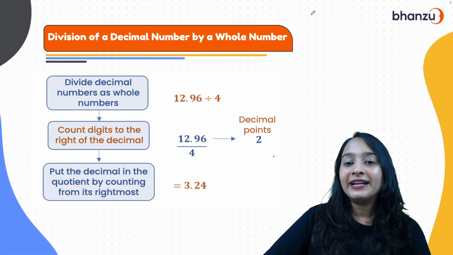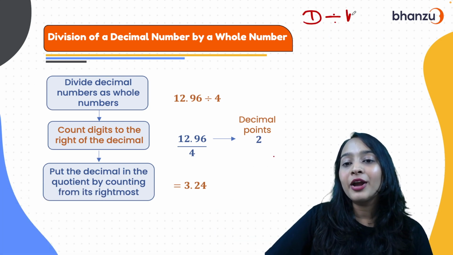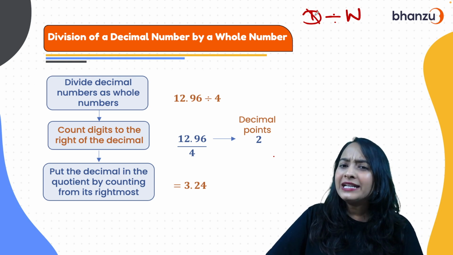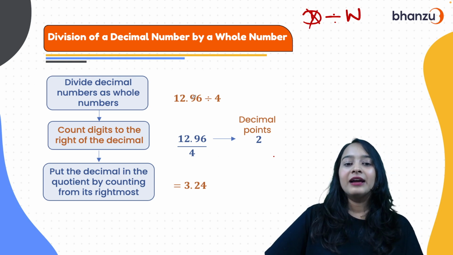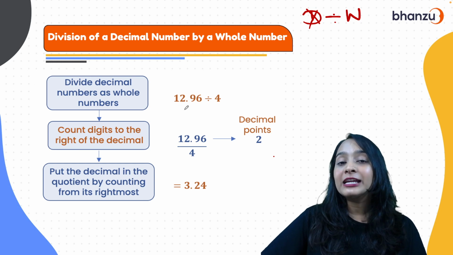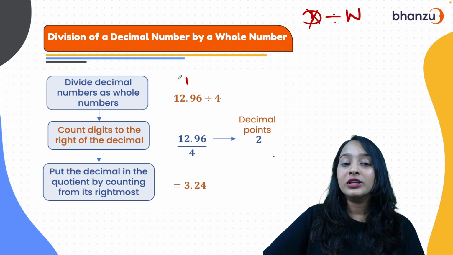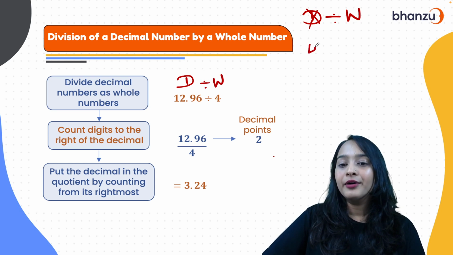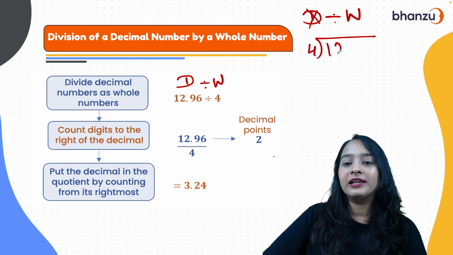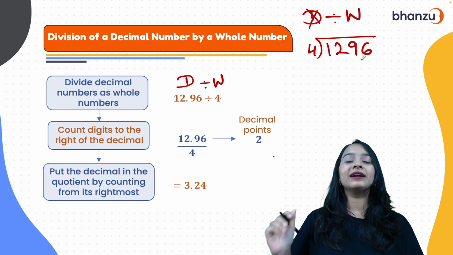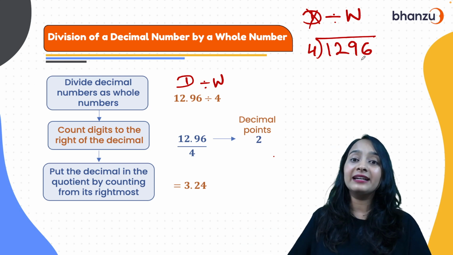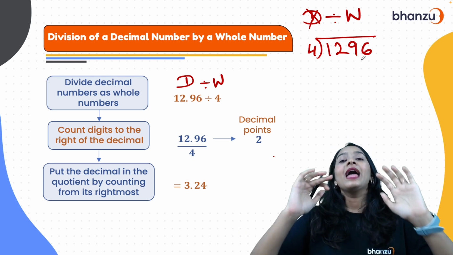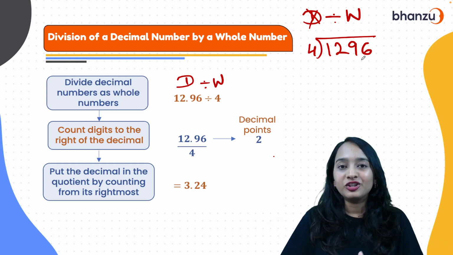Whenever you are dividing a decimal number by a whole number, don't take this to be a decimal number. For example, here you're taking 12.96, which is actually a decimal number. So when you are dividing that with a whole number, take it as a whole number only. 1296, that's it, take it as a whole number and then do the normal division that we have.